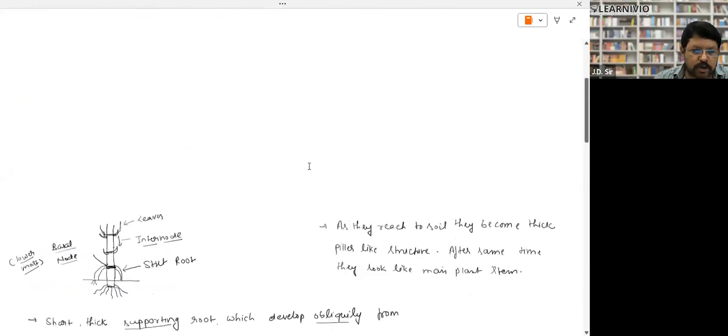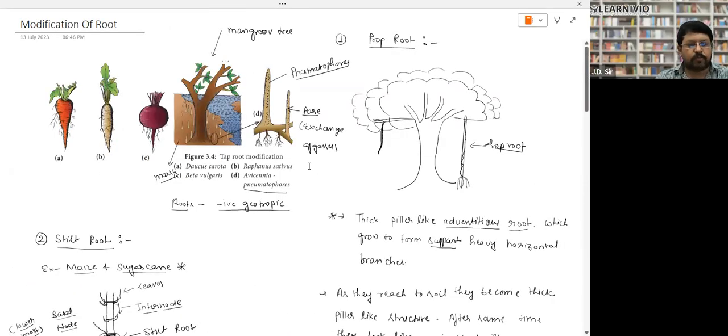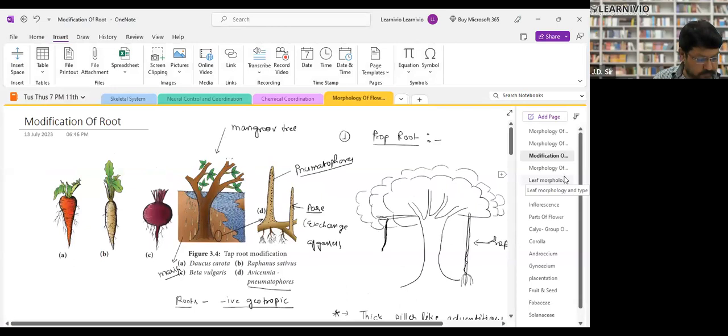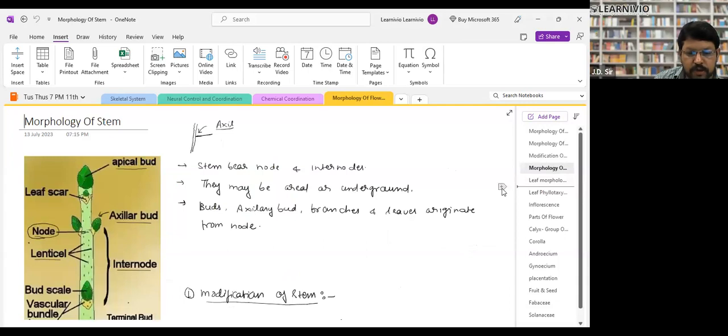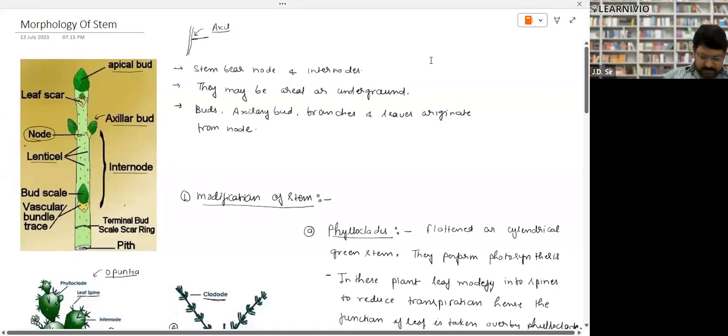So this is all about the root system. Go through it and tell me the modifications of it. Is it clear to all of you? Yes, sir. Okay. So next is morphology of stem. Please keep on responding and keep on asking. When you become silent, I just become blank. I don't know if you are getting it or not.